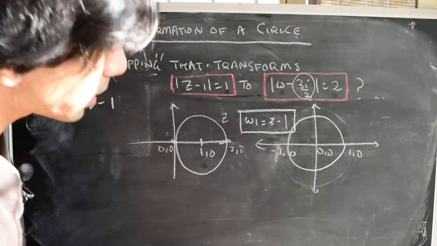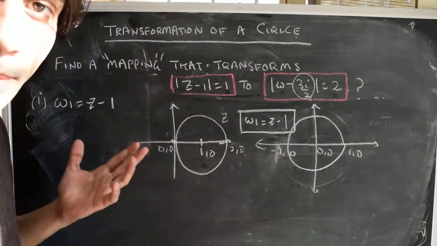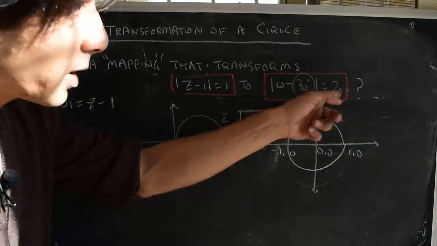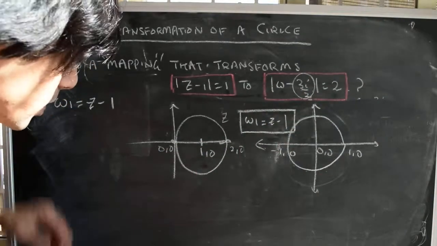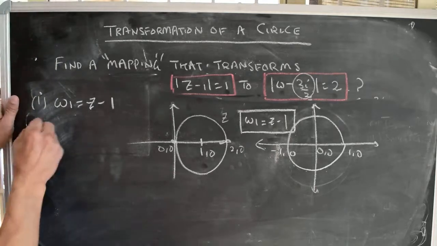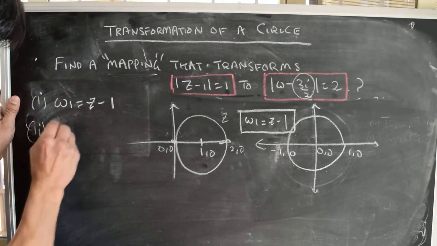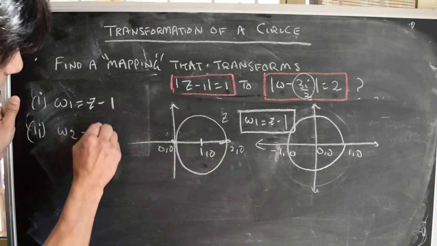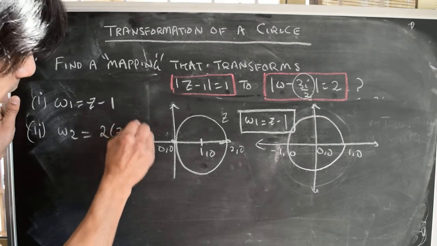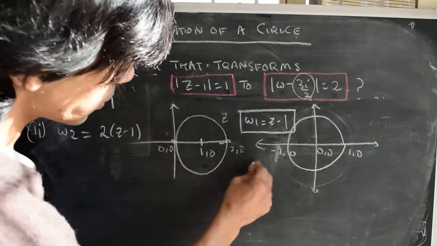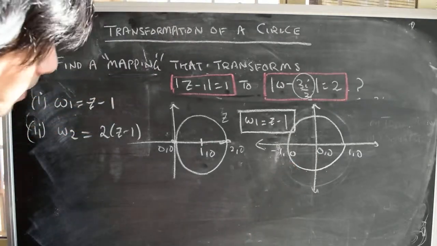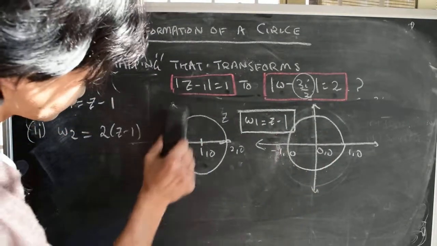Now what we can do is take this circle and scale it up so that we achieve our objective of having a new circle whose radius is 2 units. And this we can do by simply defining a new mapping W2, which is 2 times Z minus 1. And what that will give us is, so if this is the first step going from here to here, as a second step, let me just draw the second step here.